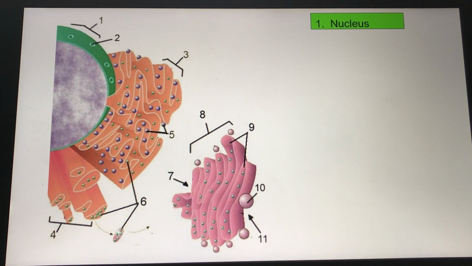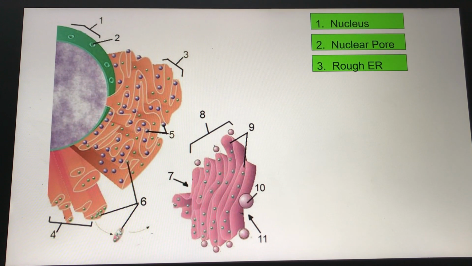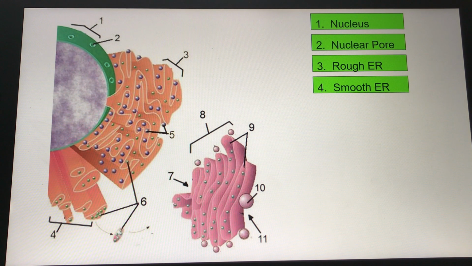Number 1 would be the nucleus. 2 would be a pore in the nuclear envelope. 3 would be the rough endoplasmic reticulum. Number 4 would be some smooth endoplasmic reticulum. Maybe you don't see the difference right away, but look here on this part, there are not any purple ribosomes on top of the endomembrane system. Here you have these little purple ribosomes, right? Number 5 is the ribosomes. So if they don't have any, we call that smooth ER.